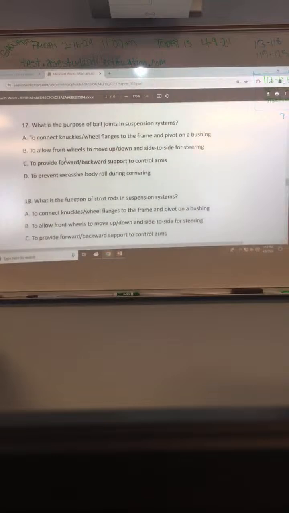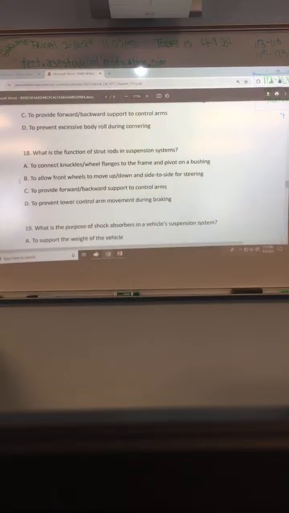16 was A, 17 is B. Pretty much a ball joint just gave us an answer: a suspension that allows front wheels to move up and down, side to side for steering. What is the function of strut rods in suspension systems?